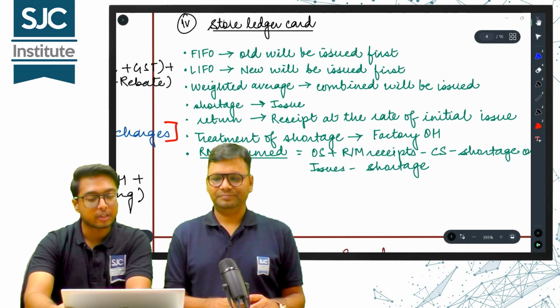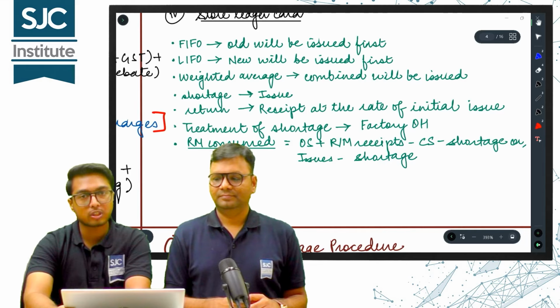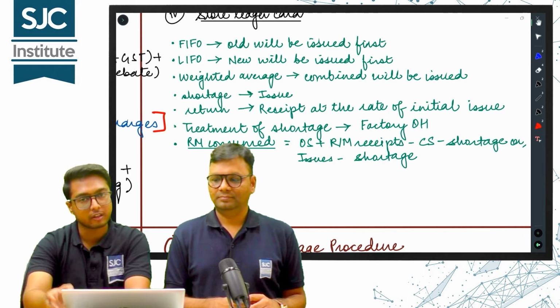Raw material consumed is equal to opening stock plus raw material receipts minus closing stock minus shortages, or issues minus shortages.